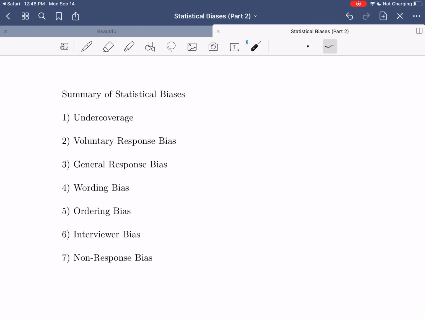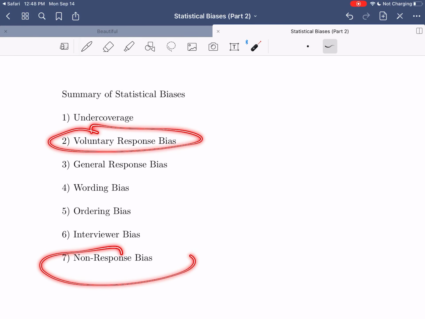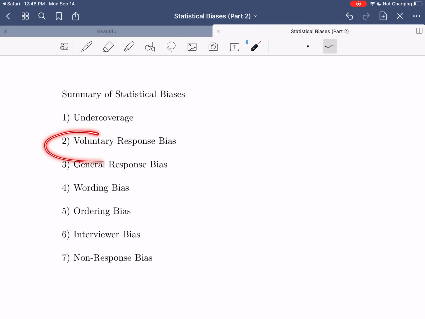Remember that there's a big difference between voluntary response bias and non-response bias. Voluntary response bias occurs when the individuals are not selected at all. There is no selection process. Non-response bias occurs when the individuals are selected but choose not to respond to the survey.